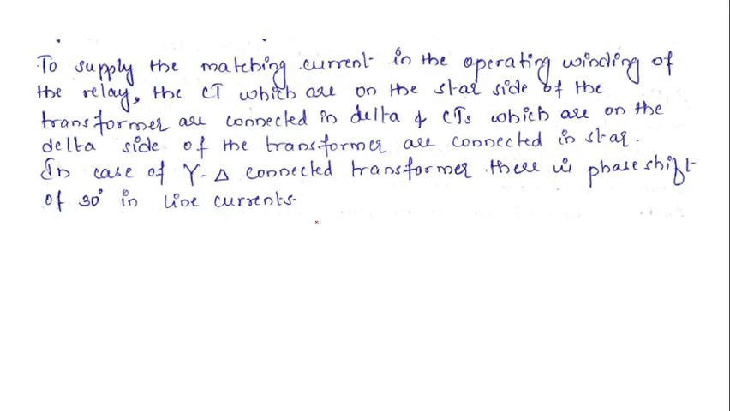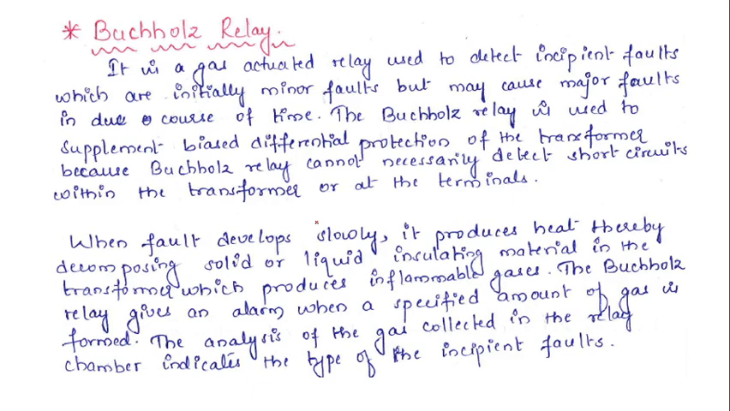To supply the matching current in the operating winding of the relay, the CTs which are on the star side of the transformer are connected in delta, and CTs which are on the delta side of the transformer are connected in star. In case of a star delta connected transformer, there is a phase shift of 30° in line currents. Now we'll move on.